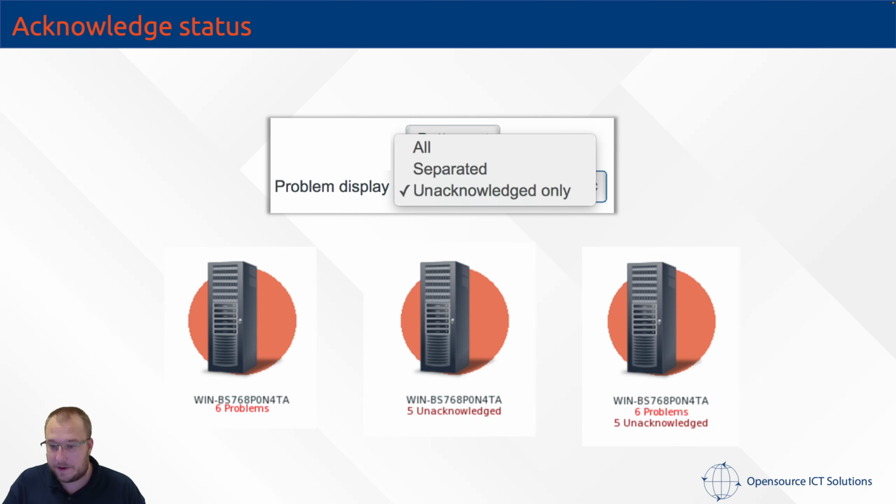We can also force Zabbix to change the problem display options. So actually we've got 3 options here. Show all problems, just indicating that there are 6 problems. Separated, indicating that we do have 6 problems and 5 of them are unacknowledged. Or unacknowledged only, and then it's just giving me 5 unacknowledged problems, not indicating the one that is still a problem but has been acknowledged. So it really depends on the use case what a better option is.